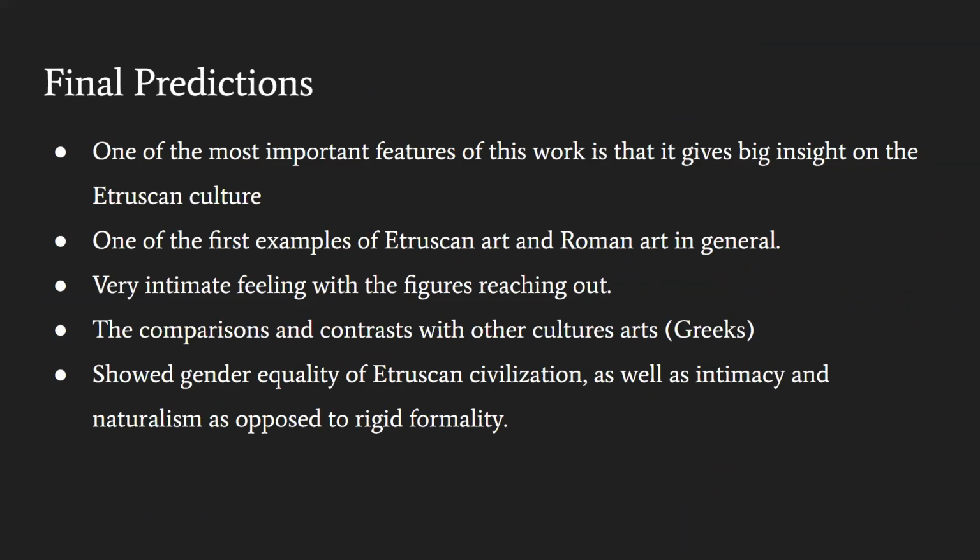So lastly, our final predictions for what will be on the AP exam. There are 5 main things. Number one is that one of the most important features of this artwork is that it gives big insight on the Etruscan culture, because there are no surviving records besides the art of this civilization. Number 2 is that this is one of the first examples of Etruscan art and Roman art in general. Number 3 is that it has a very intimate feeling as the figures reach out, as you can see with some of the pictures we've already shown. And number 4, you should be able to compare and contrast it with other cultures' art, particularly Greek art, which is very frequently compared to it. And lastly, you need to know that it showed gender equality because of the male and female figures sitting together.